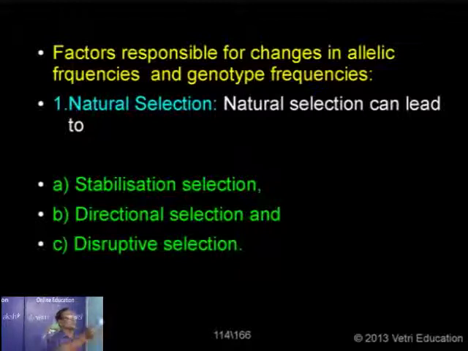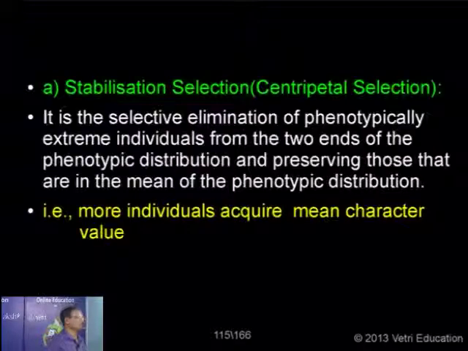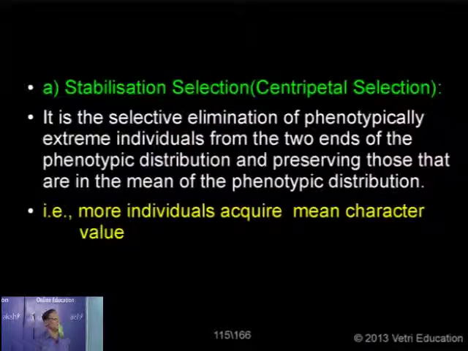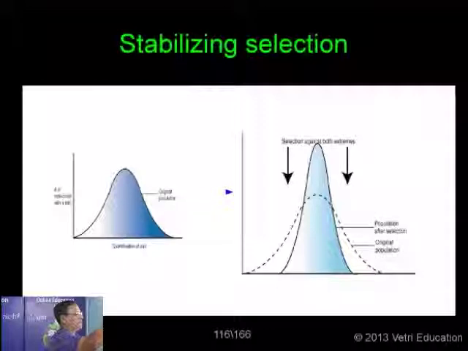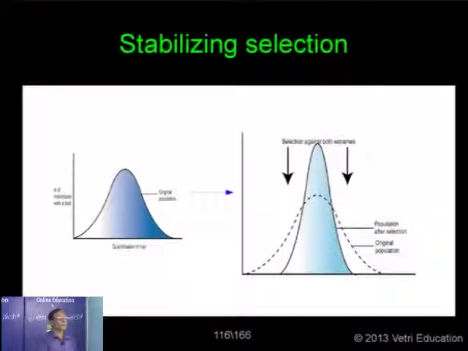Now I will take the first one, stabilizing selection. What is it? So I will show the picture. Now this is a picture showing stabilizing selection. This is the original population. We are taking the x-axis as the phenotypic distribution or the phenotypic character, and here the frequency of individuals, the number of individuals.